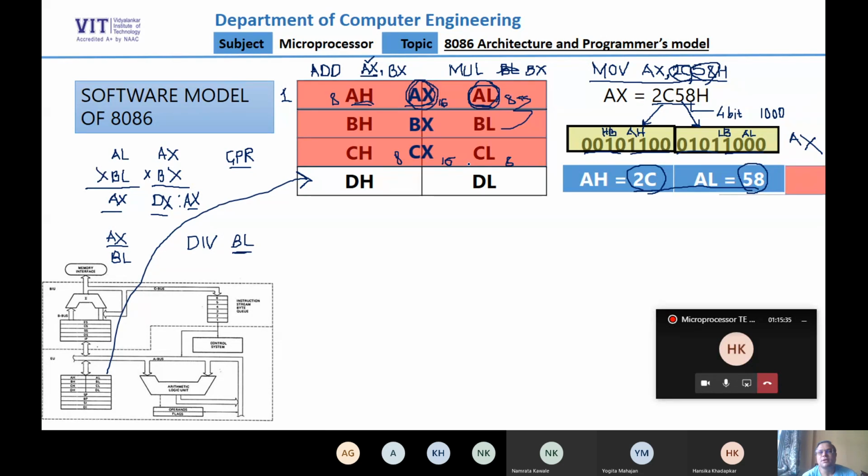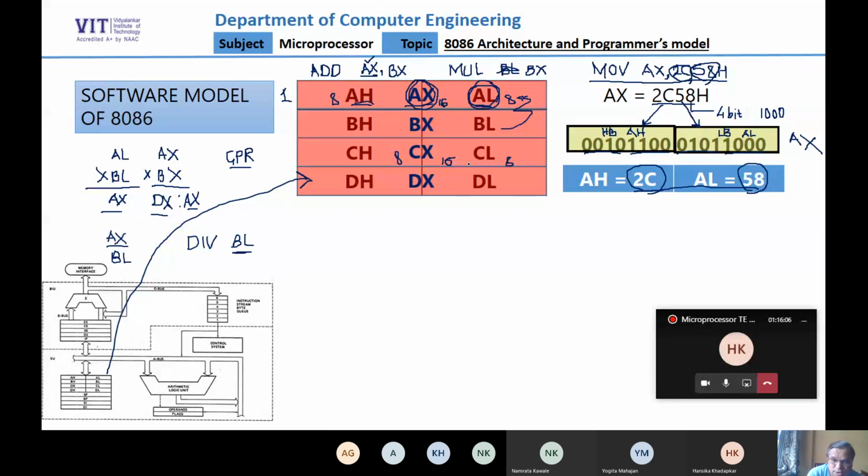Then the next general purpose register we have to look at is the DX register, which is also divided into two 8-bit parts, DL and DH. Combined together they form one 16-bit register, that is DX. Again it is a general purpose register, so the first use is that it can be used as an operand in arithmetic and logical instructions to store the operand or to store the result.